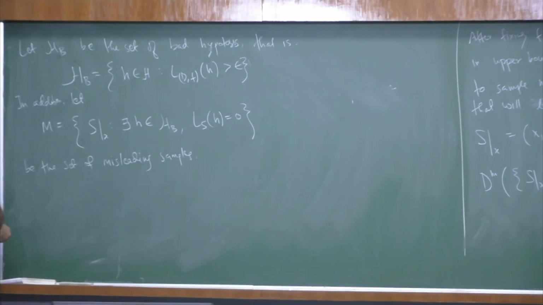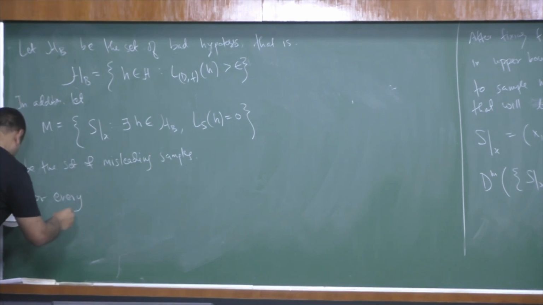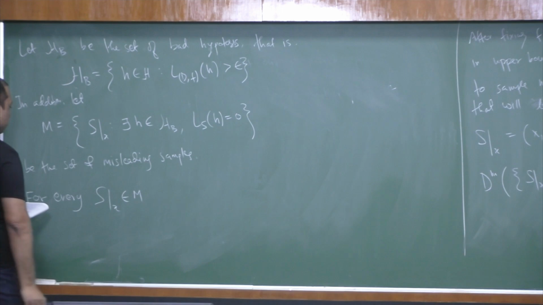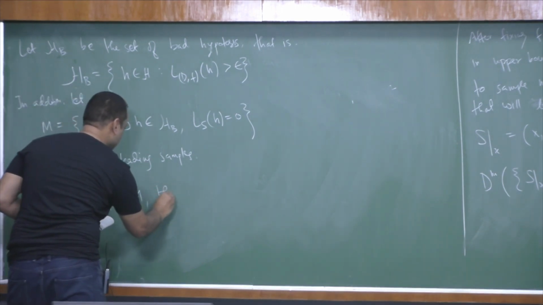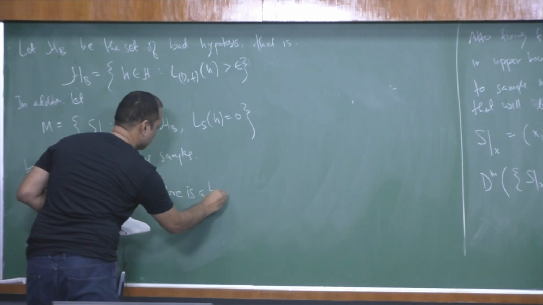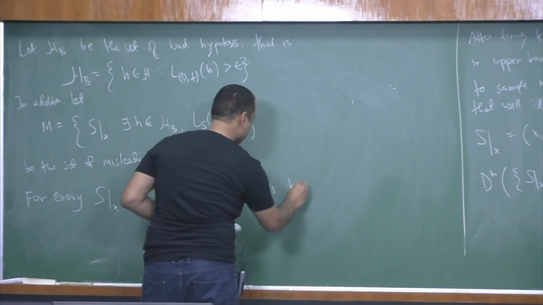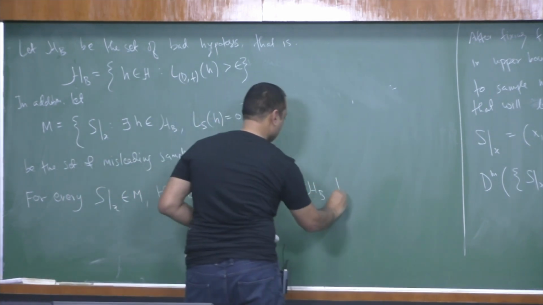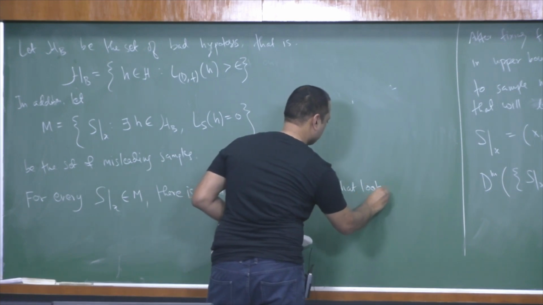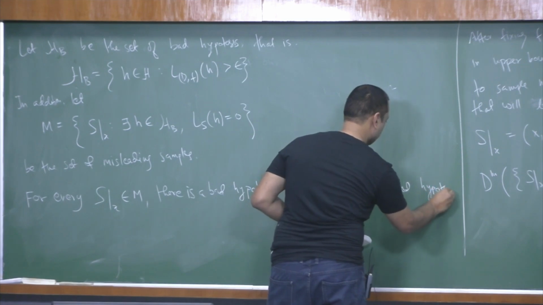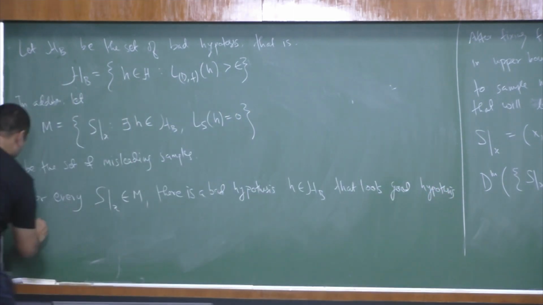So in words, what does this mean? This means that, I mean, it's the same thing I have written, but just for a little bit more clarity. So for every sample in M, there is a bad hypothesis h in H_B that looks good on S_X.